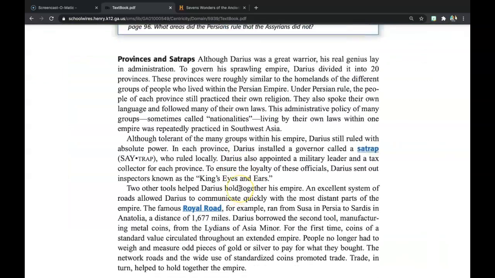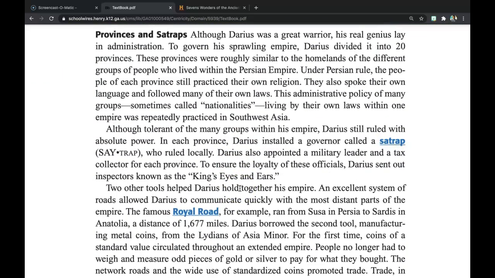Provinces and satraps. Although Darius was a great warrior, his real genius lay in his administration. To govern his sprawling empire, Darius divided it into 20 provinces. These provinces were roughly similar to the homelands of different groups of people who lived within the Persian Empire. Under Persian rule, the people of each province still practiced their own religion. They also spoke their own language and followed many of their own laws, and this administration policy of many groups, sometimes called nationalities, living by their own laws within one empire, was repeatedly practiced in Southwest Asia.